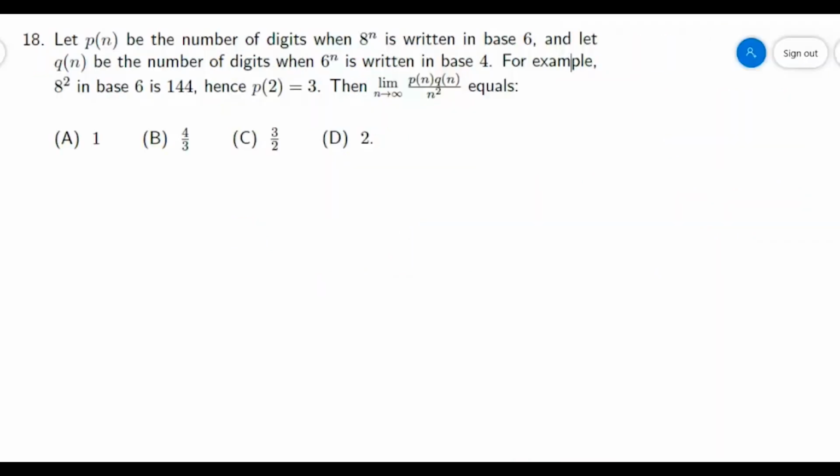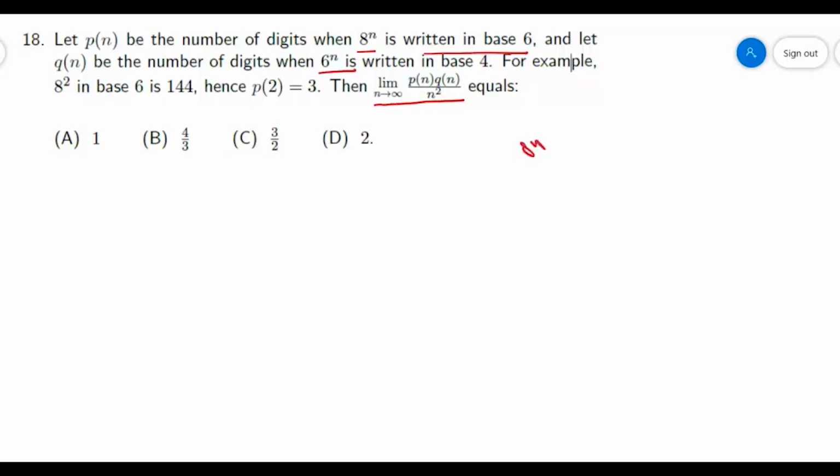Now question number 18, it says let Pn be the number of digits when 8 to the power n is written in base 6, and let Qn be the number of digits when 6 to the power n is written in base 4. We'll need to find this limit, which is limit n tends to infinity Pn Qn upon n square. Now there is a direct formula for that.